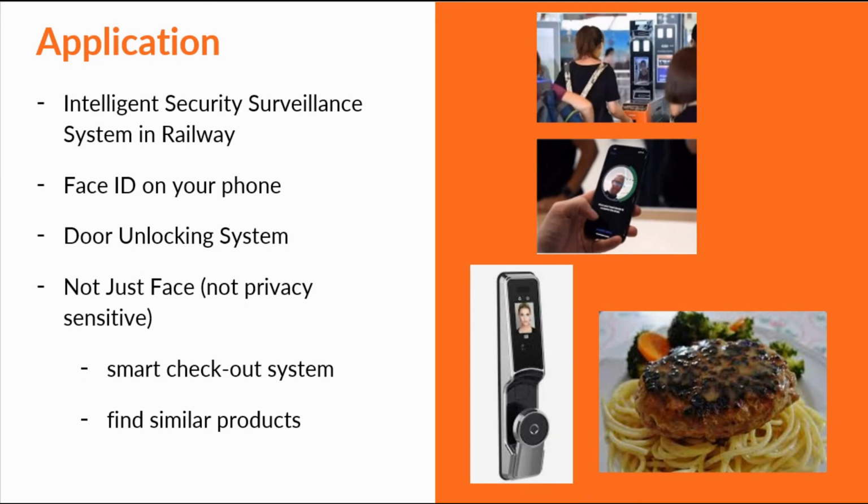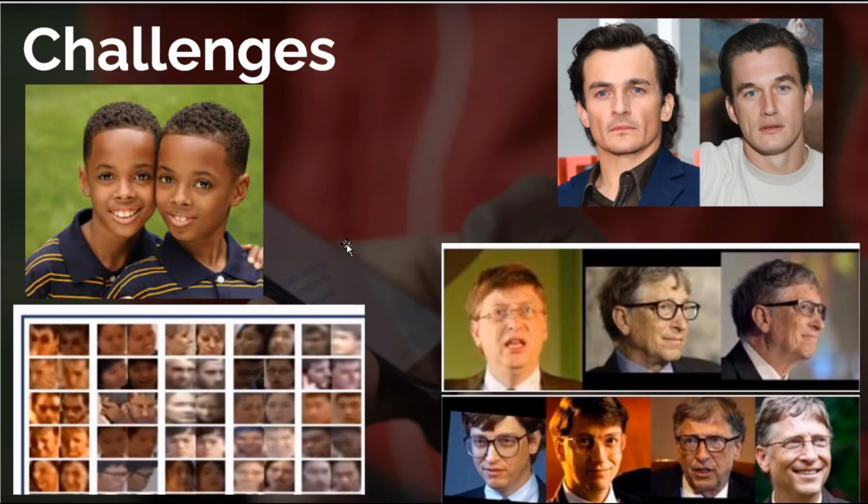Okay, finally, let's talk about challenges. We already have face recognition or face-recognition-like algorithms, but we still have a lot of challenges we need to overcome. For example, if two people are twins, or some celebrities who look alike, or we only have low resolution images of these persons, even for a human being it is very difficult to recognize whether these two persons are the same person.